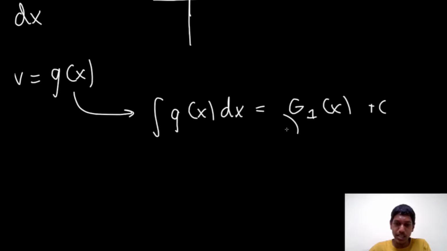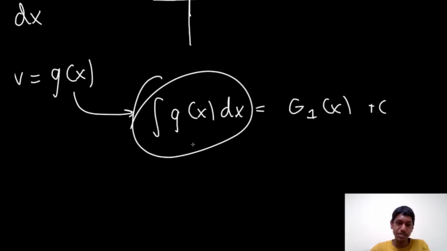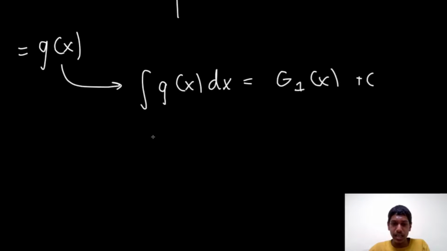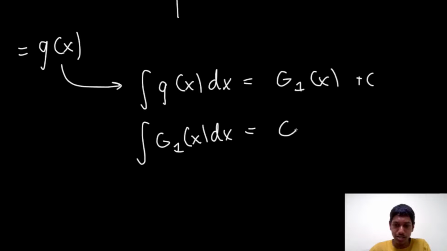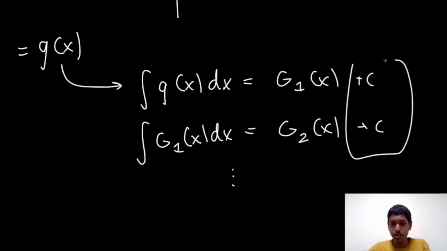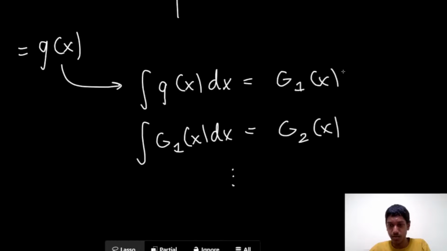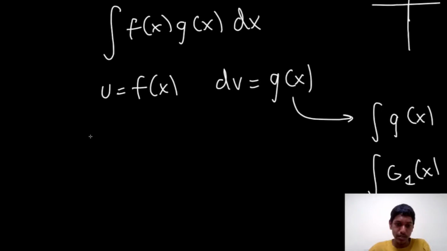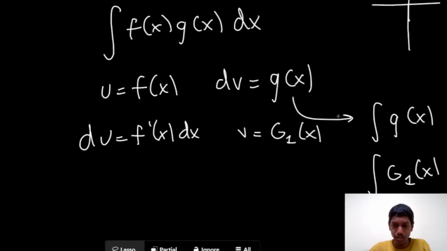So here I'm just saying the general antiderivative of g is gonna be g1, and since we're gonna use IBP more than once, I'm gonna need a g2, which is basically just the antiderivative of g1 plus a constant, and the pattern continues. Now, of course, we don't actually need to worry about these intermediate constants for now, because they do cancel out. And then you have du, so f prime x dx, and then v is going to be g1, that's the new function we just defined here.